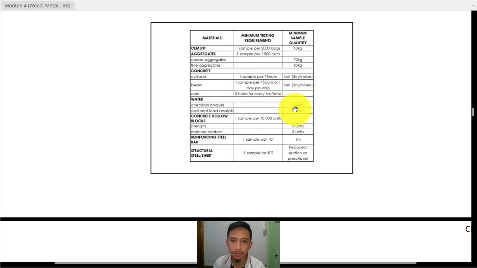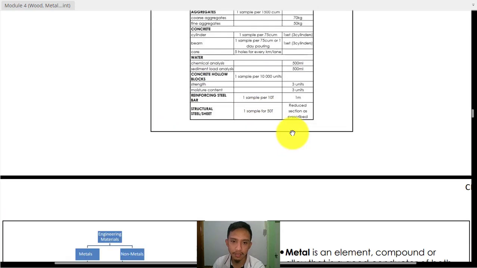And then you have here your water: chemical analysis, and then sediment load analysis, 500 milliliters each for this testing. Concrete hollow blocks: 1 sample per 1,000 units. So per 1,000 hollow blocks, you need to have 3 units. That is the sample; 1 sample is 3 pieces of your hollow blocks. For strength, that is 3. For moisture content, that is also 3.